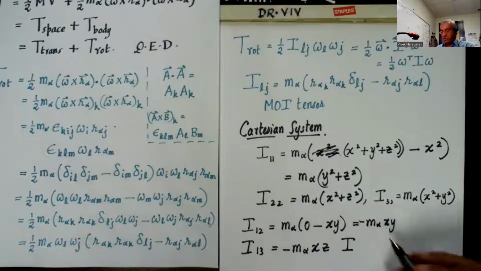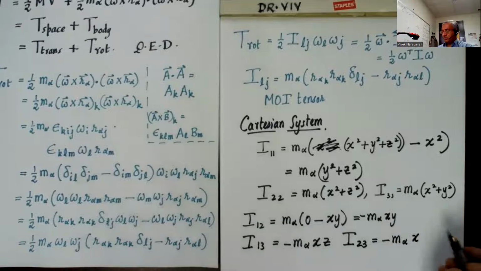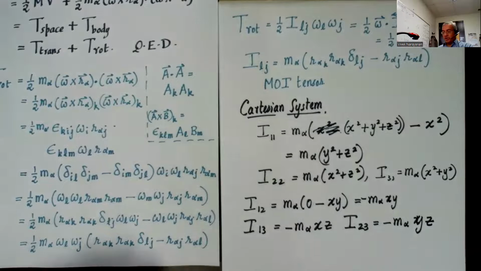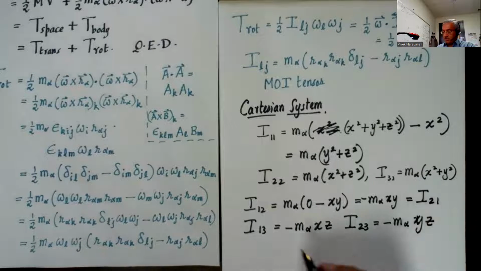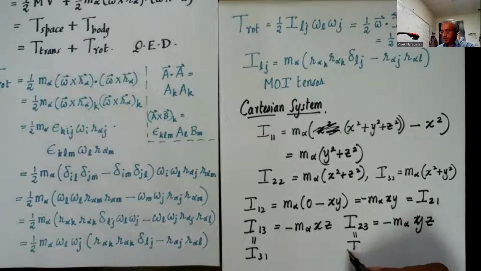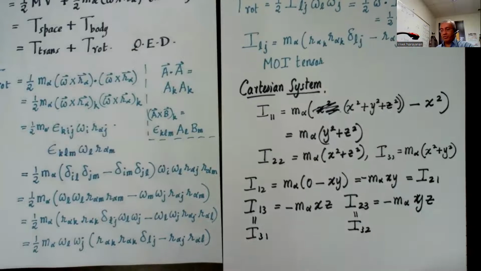And then I23 is going to be negative m alpha... wait, yz. So those are the components, and because of symmetry, I12 is equal to I21, I13 is equal to I31, and I23 is equal to I32. So we have all the components.